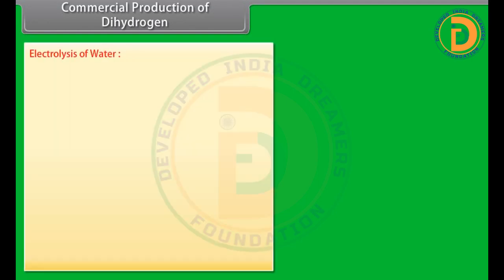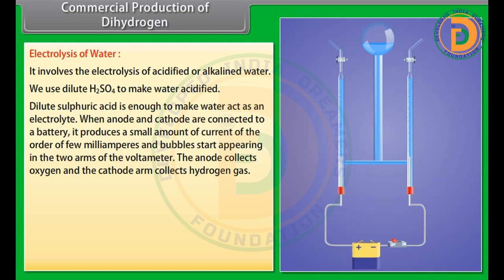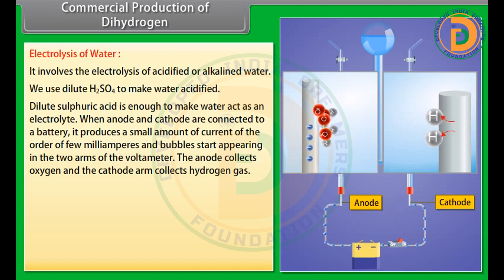Commercial production of dihydrogen. Electrolysis of water. It involves the electrolysis of acidified or alkaline water. We use dilute H2SO4 to make water acidified. Dilute sulfuric acid is enough to make water act as an electrolyte. When anode and cathode are connected to a battery, it produces a small amount of current of the order of few milliamperes and bubbles start appearing in the two arms of the voltameter. The anode collects oxygen and the cathode arm collects hydrogen gas.